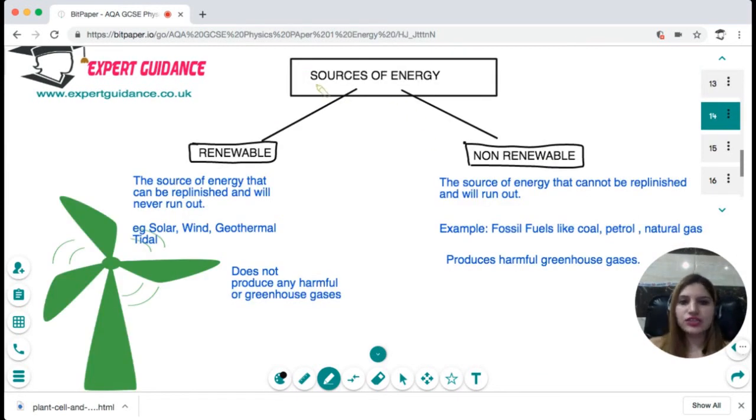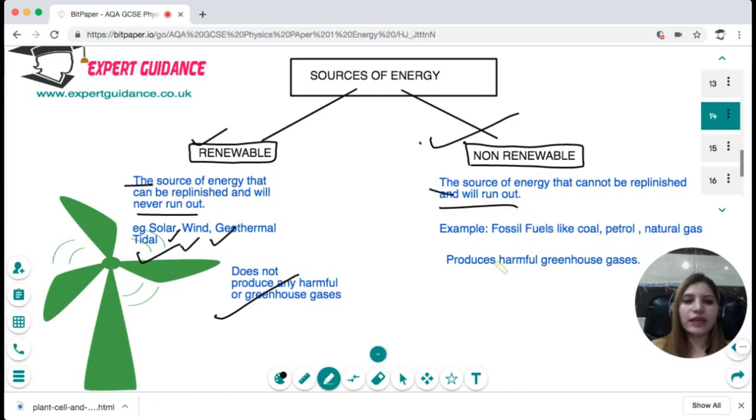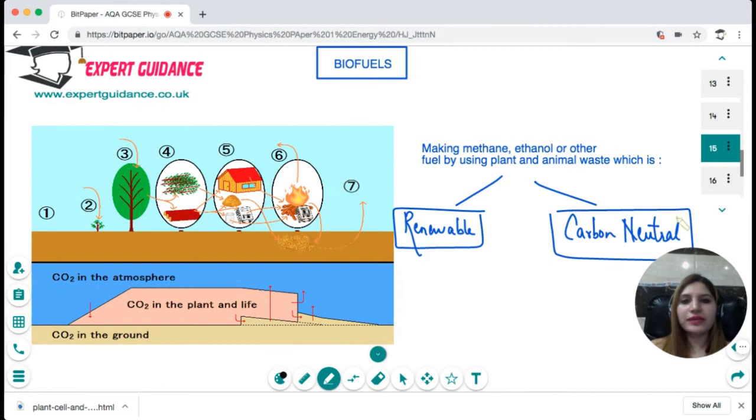Next, you should know what the different sources of energy are. They are renewable and non-renewable. Renewable sources are those that can be replenished and will never run out, for example solar, wind, geothermal, and tidal, and they do not produce any harmful or greenhouse gases, whereas non-renewable sources are those that cannot be replenished and will run out. Examples are fossil fuels like coal, petroleum, and natural gas, and non-renewable sources produce harmful greenhouse gases.